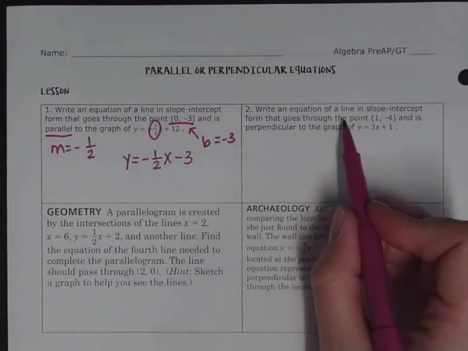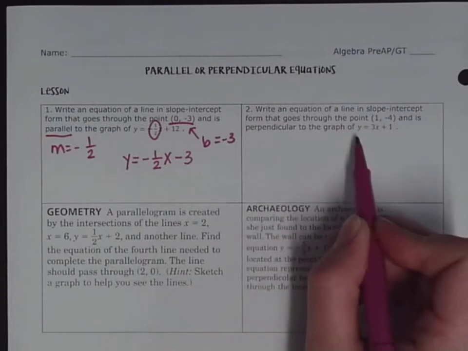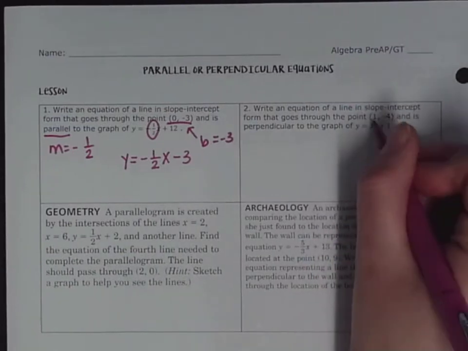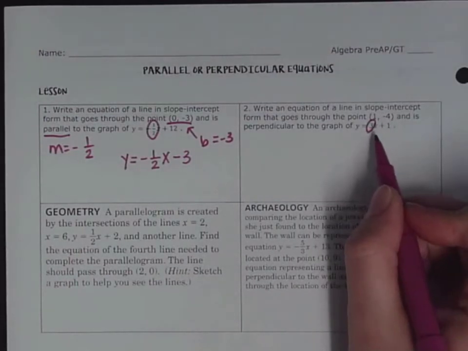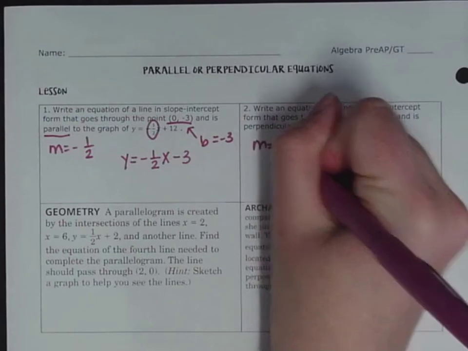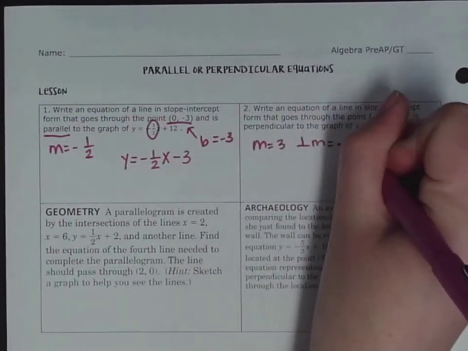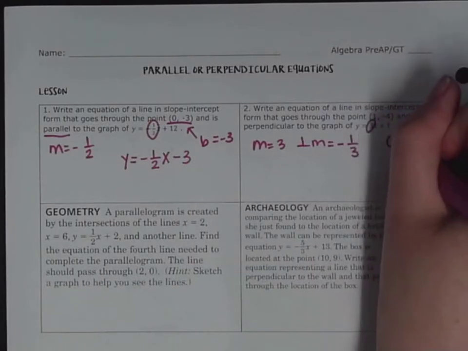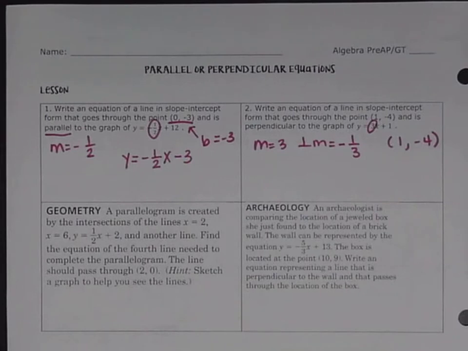Write an equation of a line in slope-intercept form that goes through the point (1, -4) and is perpendicular to the graph of y equals 3x plus 1. So perpendicular means it has to be the opposite sign. So if my slope is 3 in this line, then my perpendicular slope would be -1/3. And then my point is (1, -4). So I'm going to use my point-slope and then go into slope-intercept.